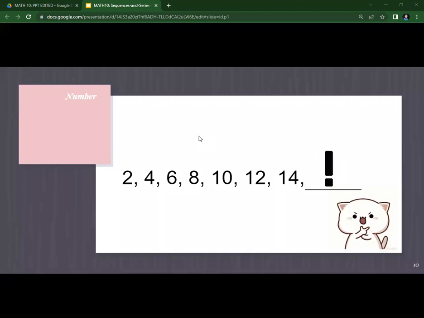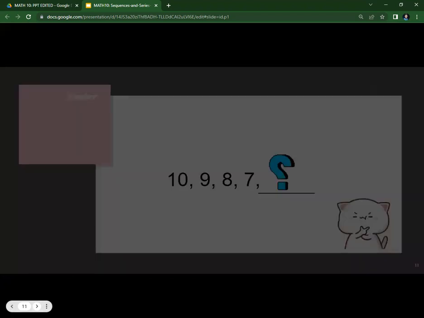Today, since I miss vlogging, I'll be teaching you about patterns and sequence. Now, can you guess what's the next number here? Okay, very good. It is 16. So what's the pattern? By adding 2. Very good.